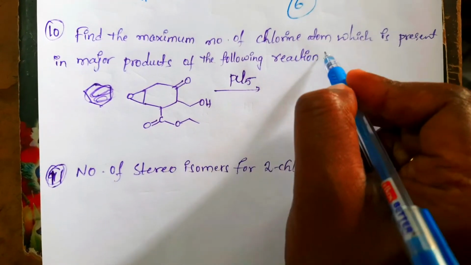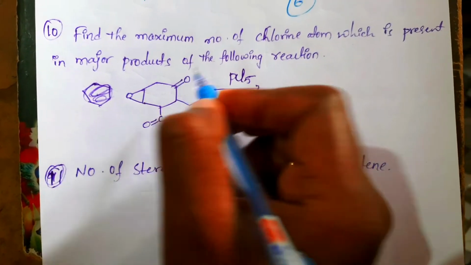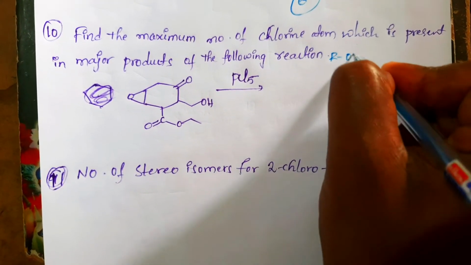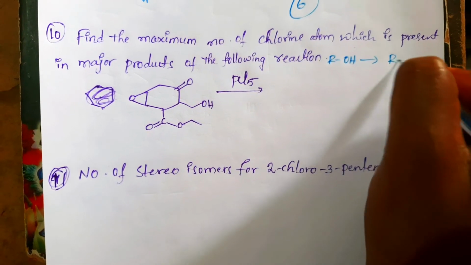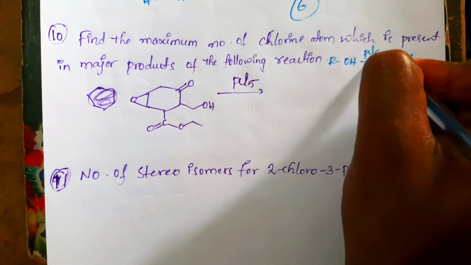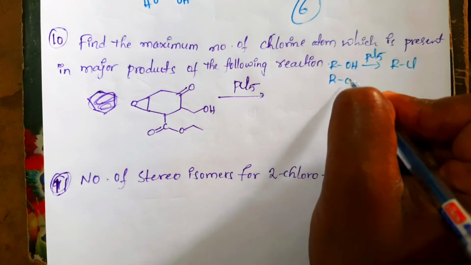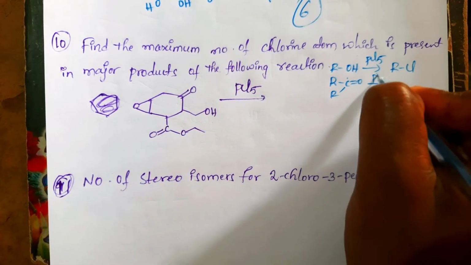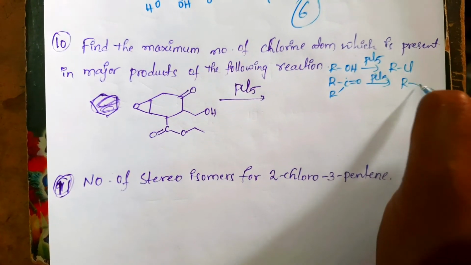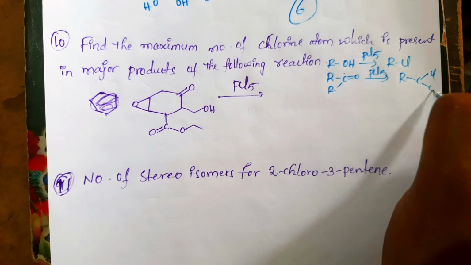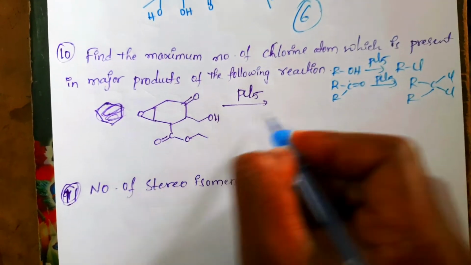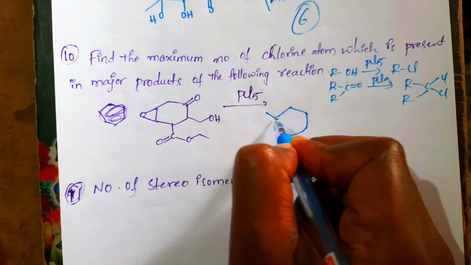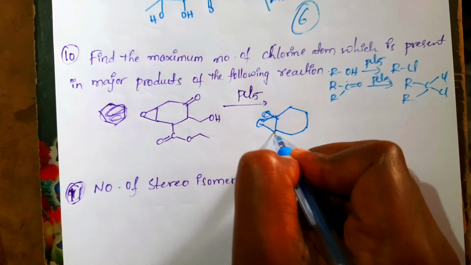Now find the number of chlorine atoms present in the major product of the following. Here alcohols will be converted to alkyl halides whenever they react with PCl5. Whenever a carbonyl carbon is there and it reacts with PCl5, it forms the dichloro substituent. Now you see in this case we have this cyclohexane. Here an epoxide is there. The epoxide is not disturbed here, it stays as it is.